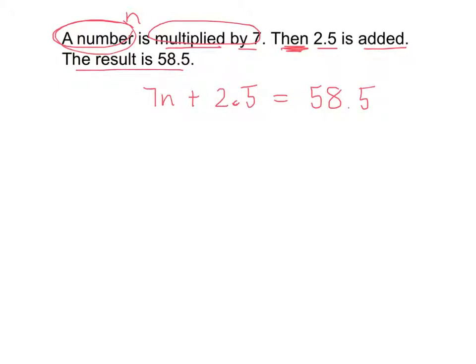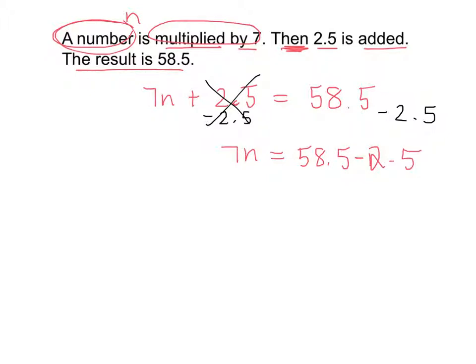So the first thing you want to get rid of is this plus 2.5. Good. So you subtract 2.5. And whatever you do to one side, we have to do to the other side. So we're left with 7n equals 58.5 minus 2.5. So 7n equals 56. To isolate n, we need to divide both sides by 7. n is equal to 8.